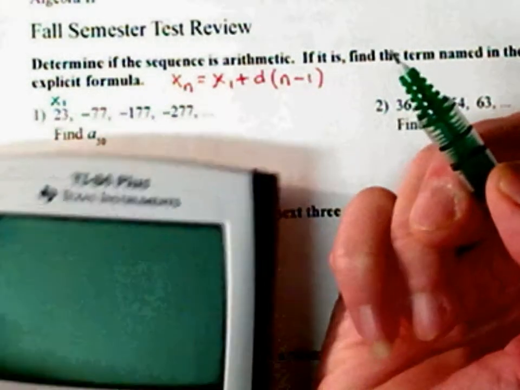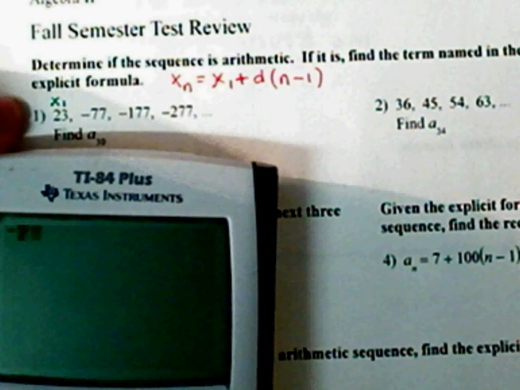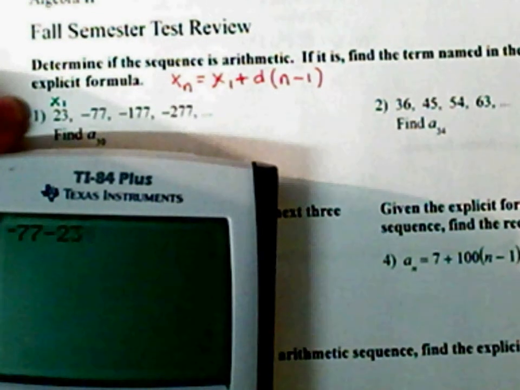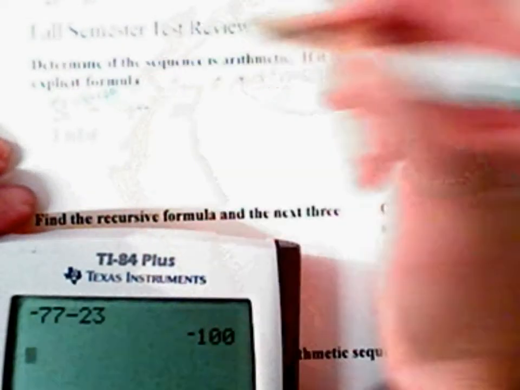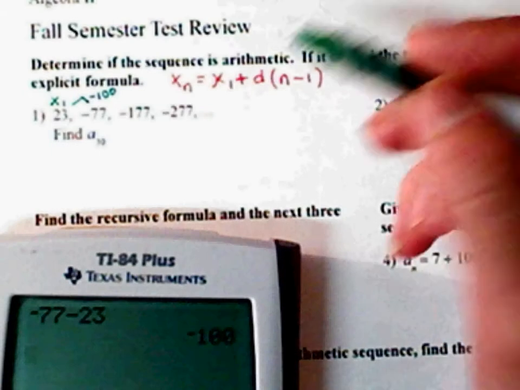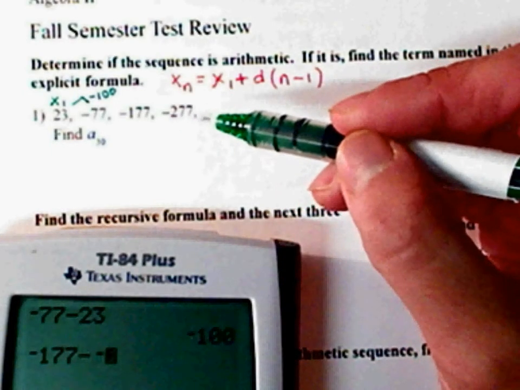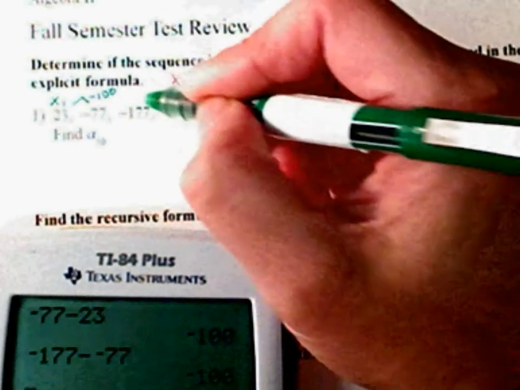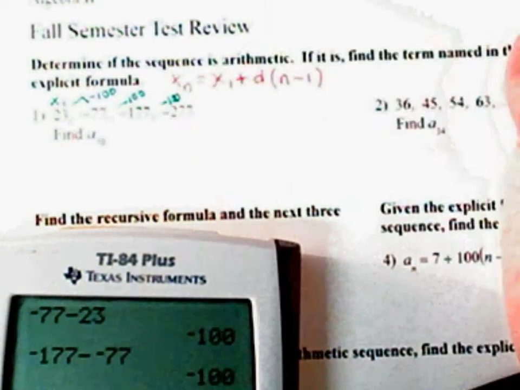So to find your difference, take your second term, which is negative 77, minus 23. The difference in that is negative 100. Try it with the other one: negative 177 minus negative 77. Notice how it is all negative 100. So that is your d.